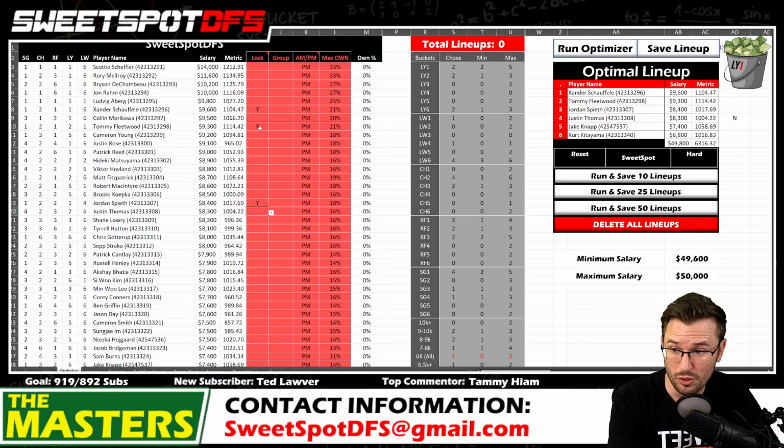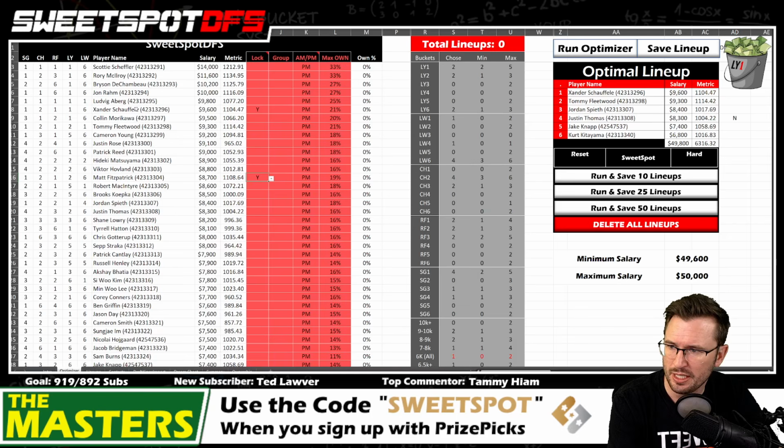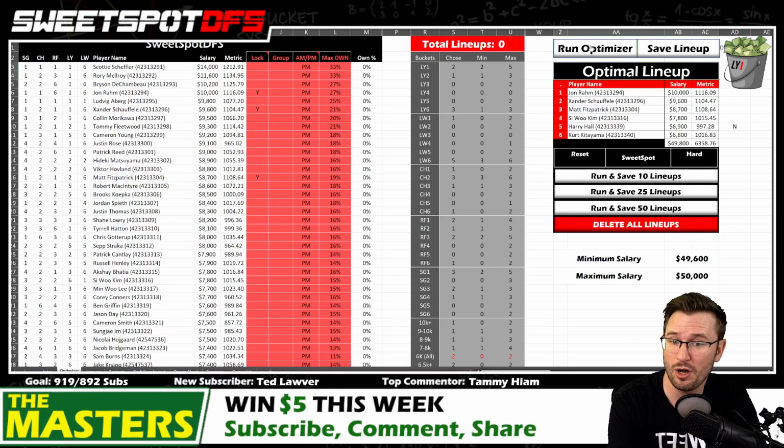But I guess, do you want to see what it would look like if we took Jordan out and our other substitution was Matt Fitzpatrick? We can keep Xander there and then also do a Rahm and then build a lineup like this. Let's see what shows up. This lineup is very interesting. Rahm, Schauffele, Fitzpatrick, Siwoo Kim, Harry Hall, and Kitayama.